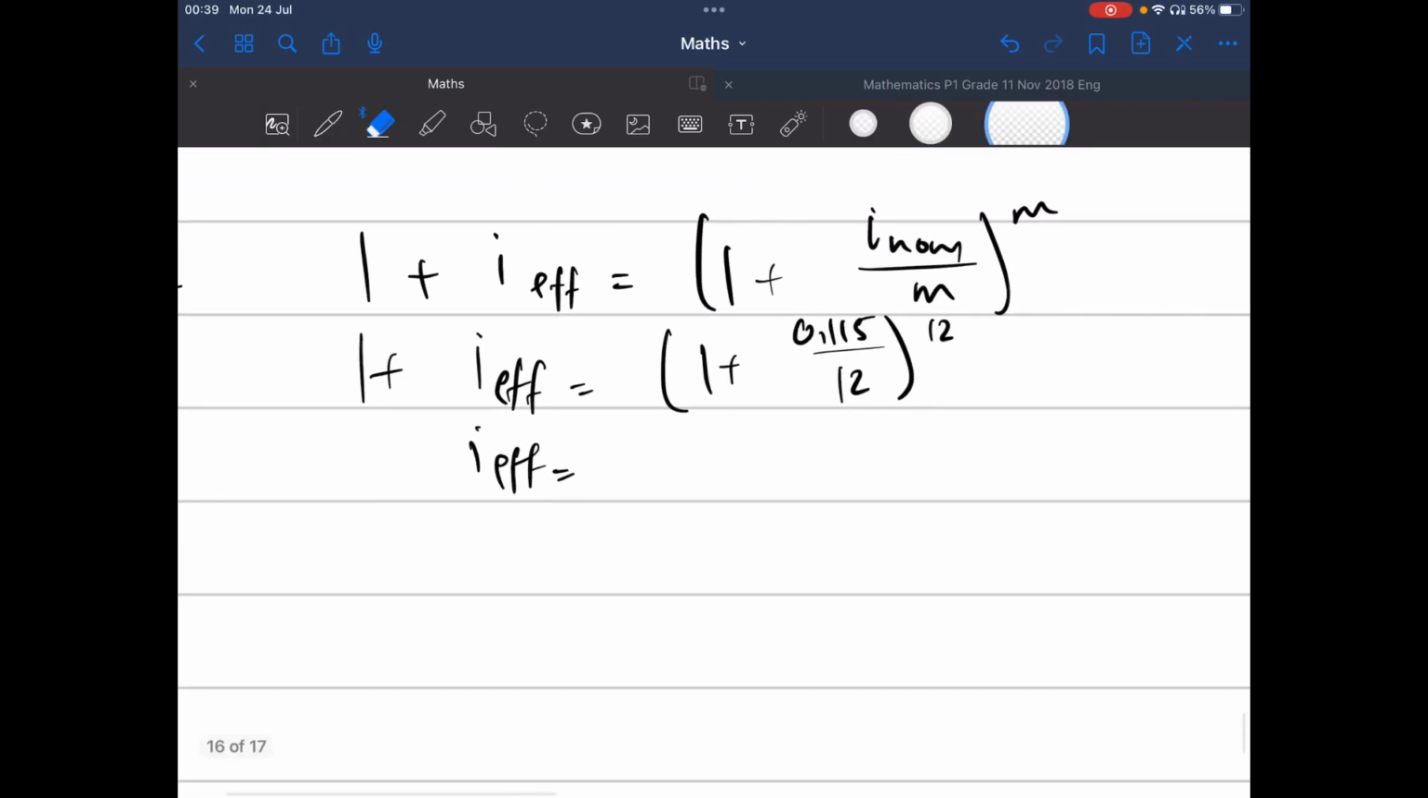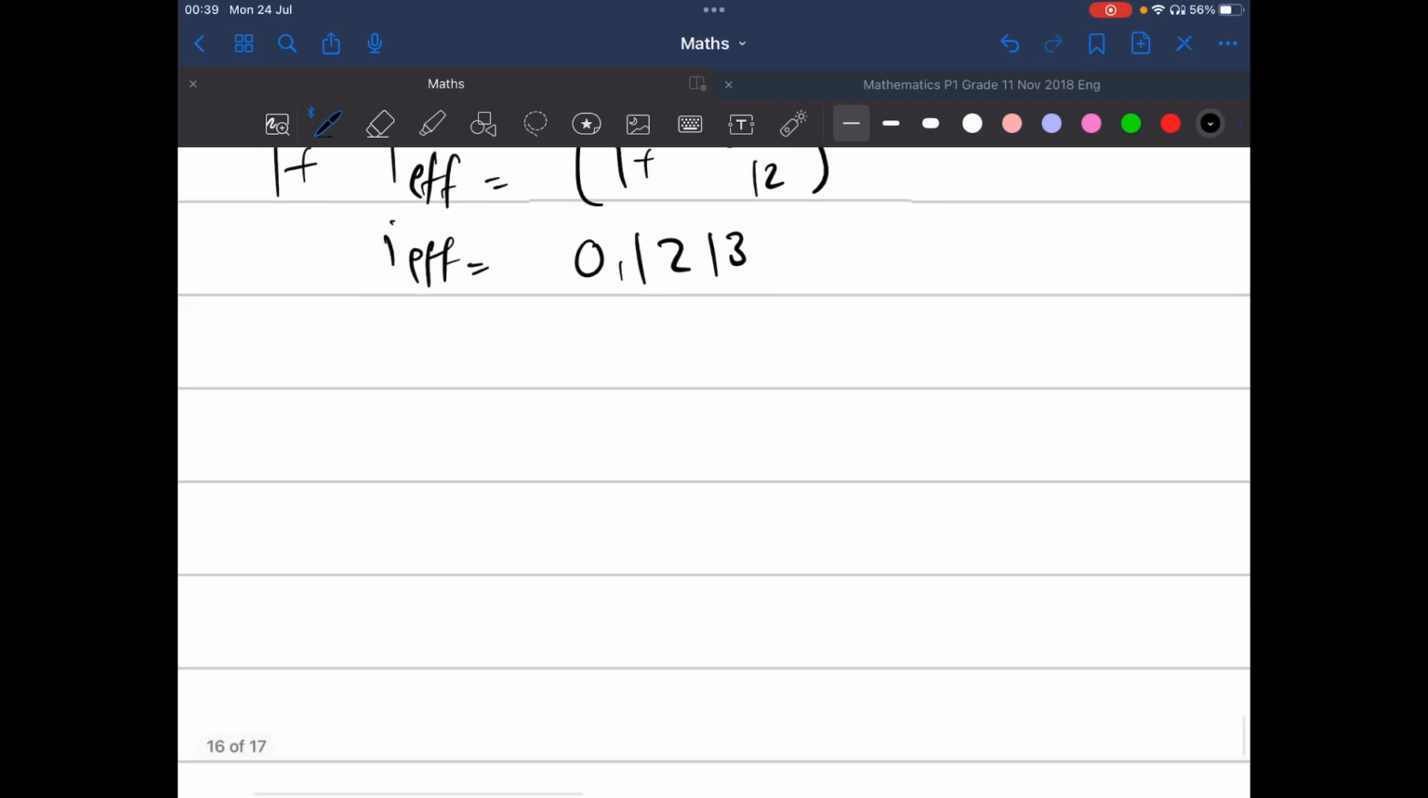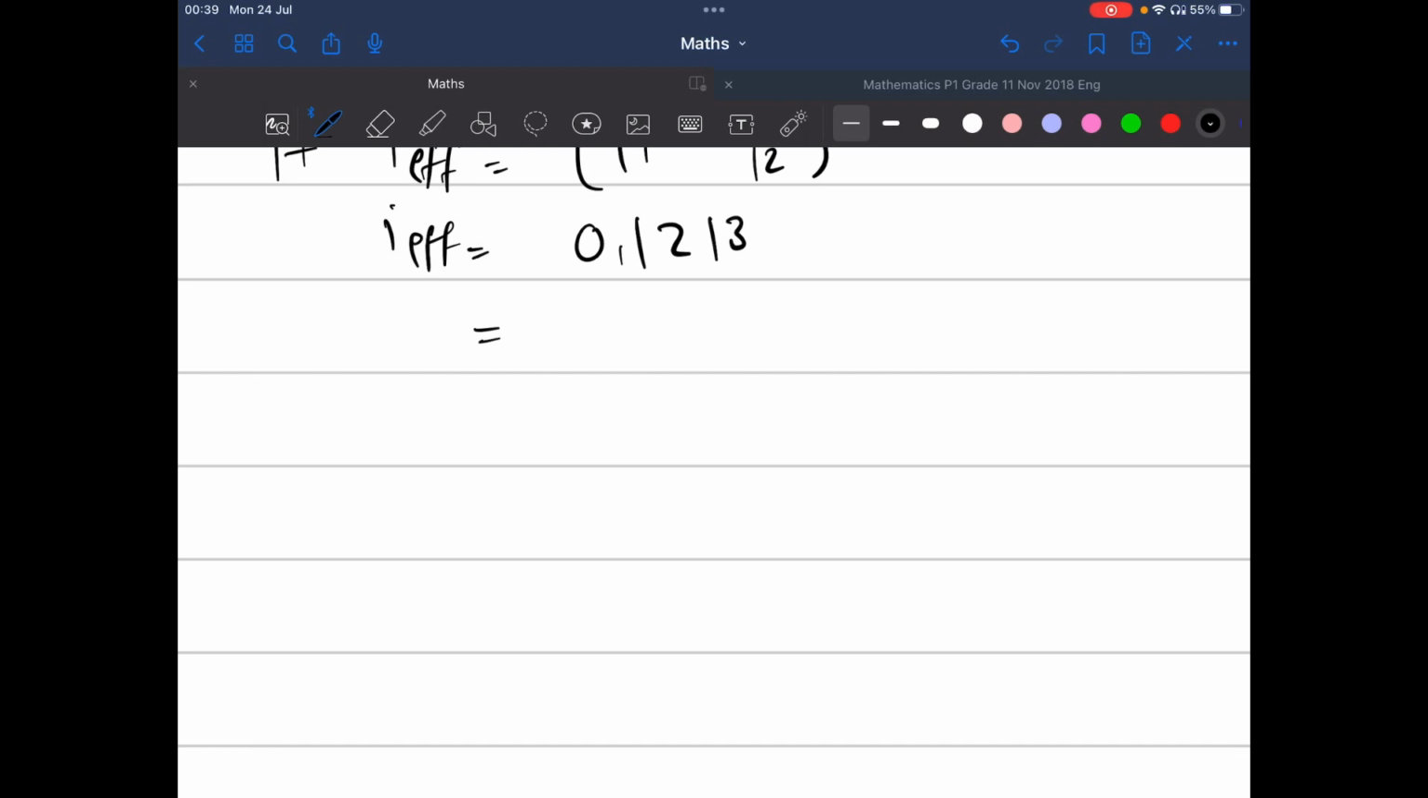So I'll put this entire thing into my calculator, I'll get an answer and then I'll subtract it by 1. So let's do that. On my calculator now, 1 plus 0.115 over 12 all to the power of 12. And then I'll subtract 1 from that answer, and I get 0.1213. And that's the same as if I multiply it by 100, that gives me 12.13%.